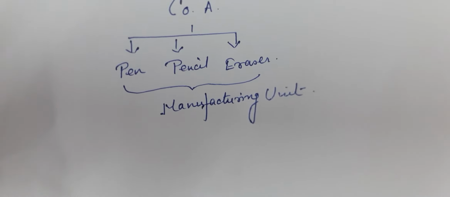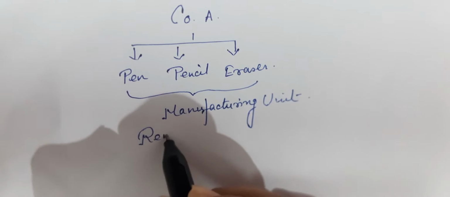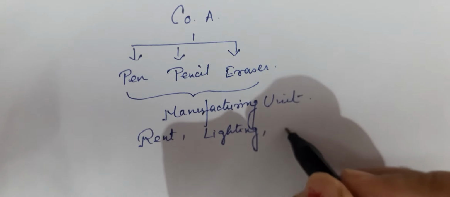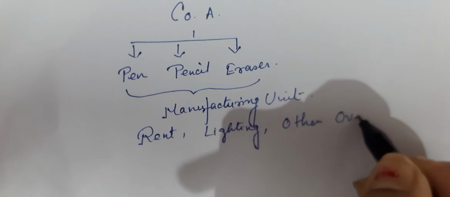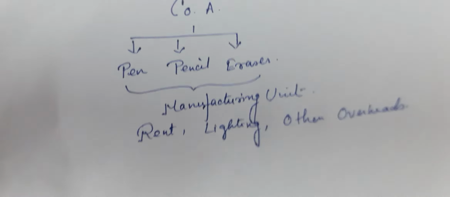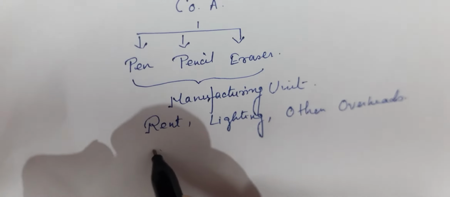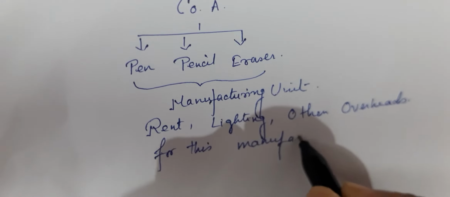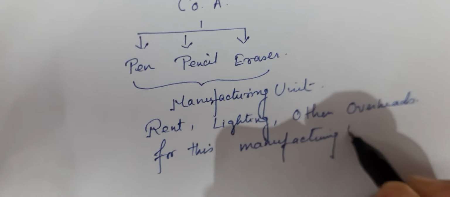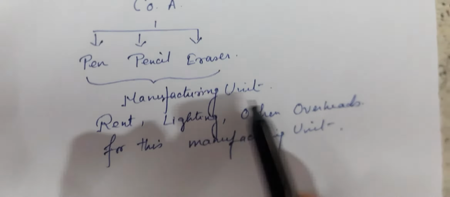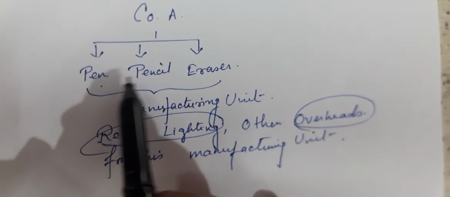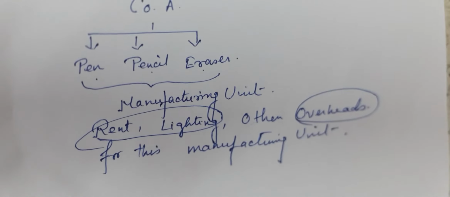pencil and eraser. Now, you are paying rent for the manufacturing unit, you are paying lighting for the manufacturing unit, you are paying other overheads for this manufacturing unit. Now, you need to divide these expenses, these overheads. You need to divide these overhead expenses among pen, pencil and eraser in a scientific manner.